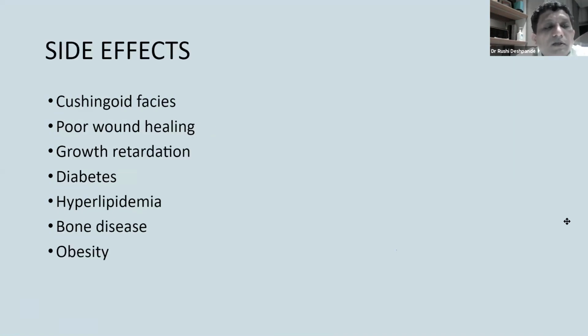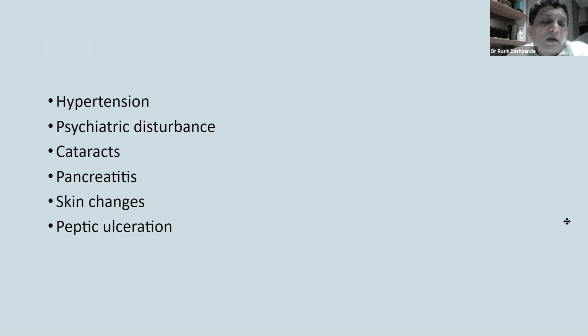So the list of side effects is very big with steroids. And that comes as a question in itself: what are the side effects of steroids, and why would you want to use a steroid avoidance protocol in transplantation? So this would be an exhaustive list which can be detailed upon.